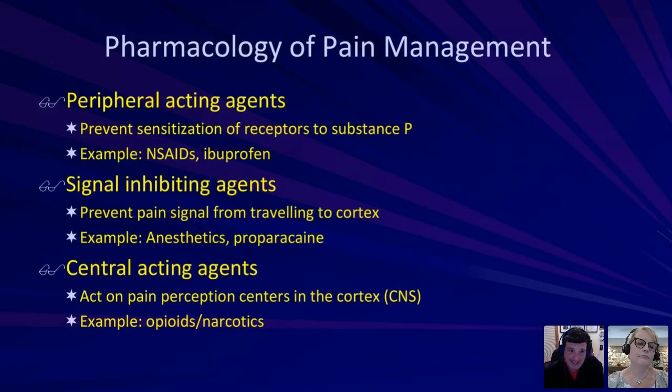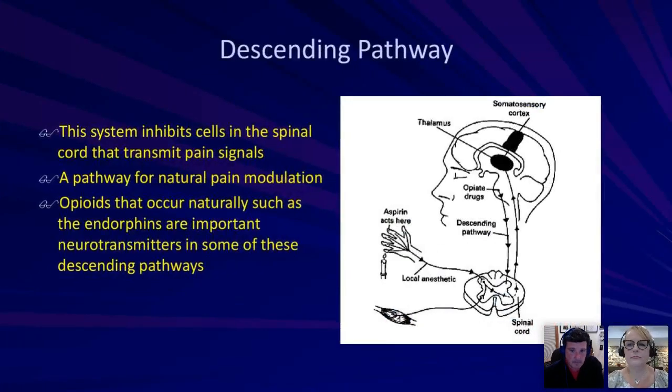Remember, there are peripheral acting agents, that's where substance P comes in, and that's where your NSAIDs and ibuprofen fall. And then at the bottom there, your central acting agents. These are the opioids and narcotics, which we'll be talking about, and Tracy will really weigh in on those very shortly. And then you have your signal inhibiting agents. Those are your anesthetics and things like proparacaine. They inhibit and prevent that signal from reaching where it needs to go. There are different pathways out there.